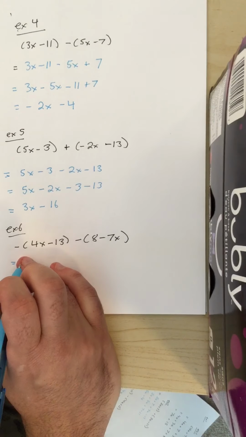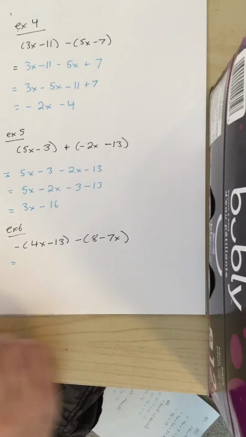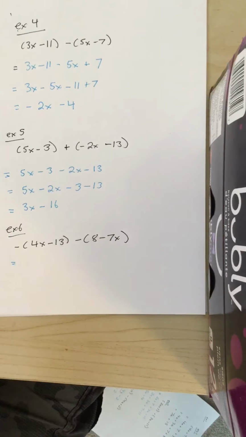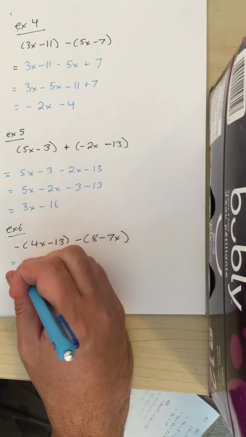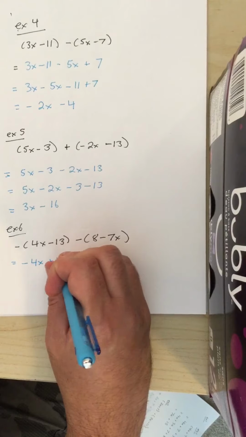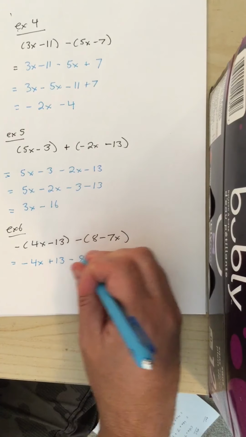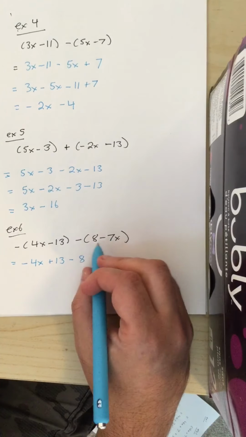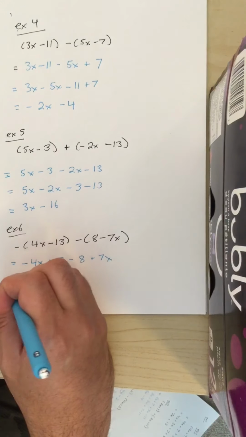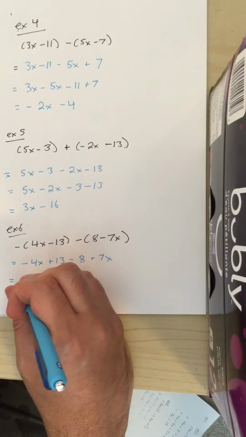Now here's a negative in front of the first bracket. So before we had some invisible pluses, now there's an actual negative in front of the first bracket, which means we're going to have to switch things around. So this becomes minus 4x plus 13 minus 8, so the 8 became negative, and then minus 7x becomes plus 7x. So we're going to rearrange it.